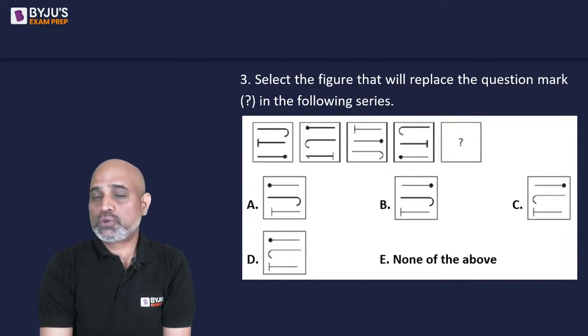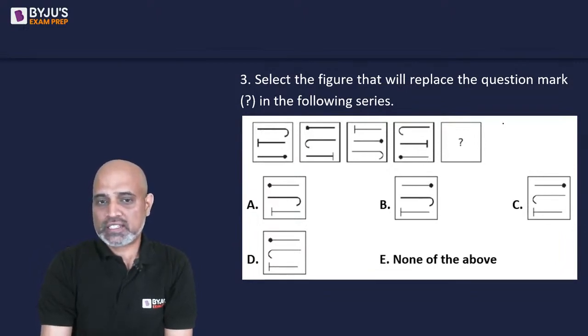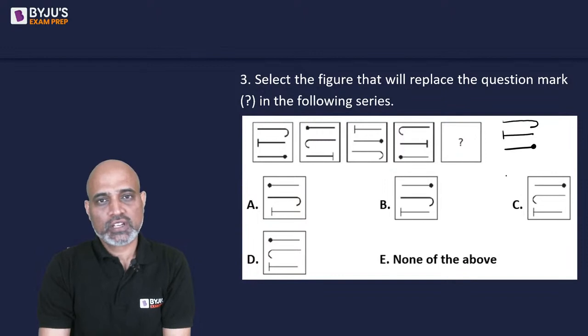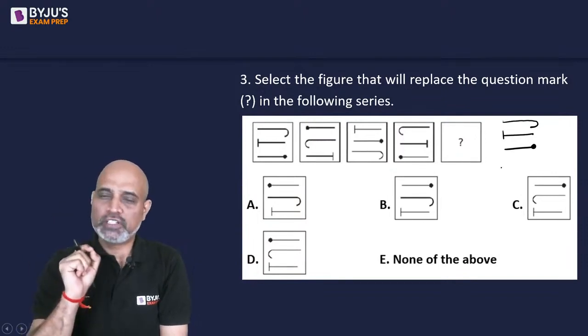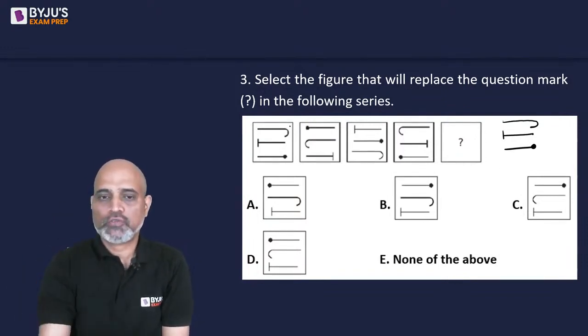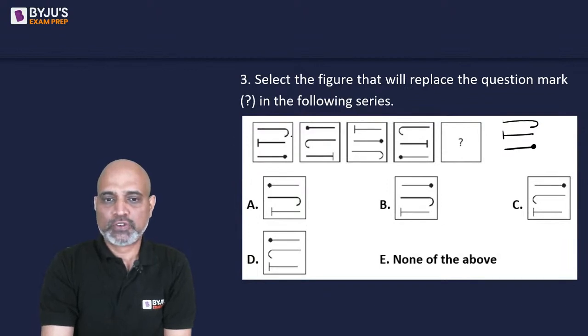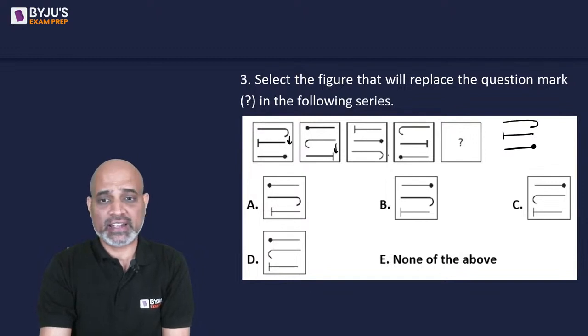So every square is made up of 3 figures. One is a J-shaped figure, then you have a T-shaped figure, and let's call this an I-shaped figure. So you pick one of the 3 figures and just follow it through. What you will realize is that the J figure has moved downwards. It has further moved downwards, and once it reaches the end, it goes back to the top.